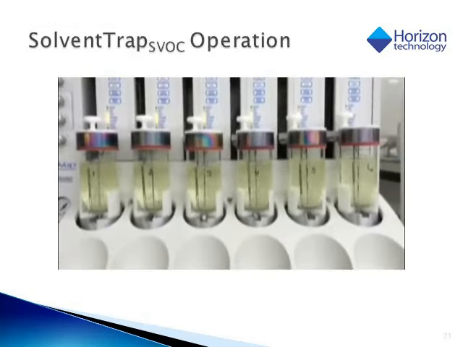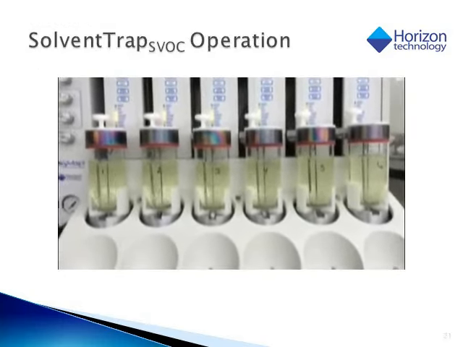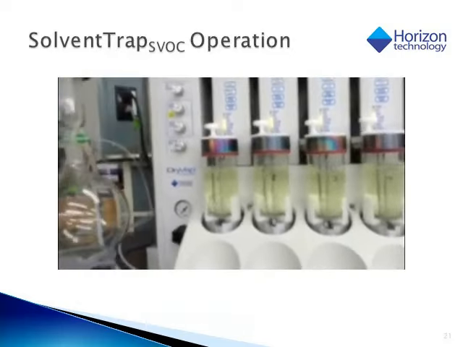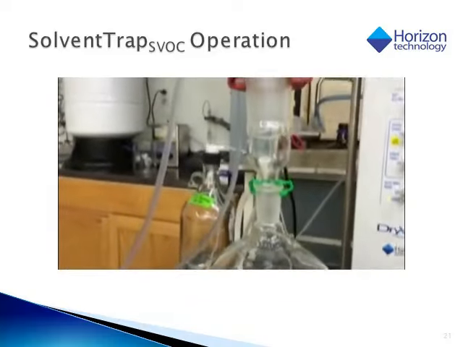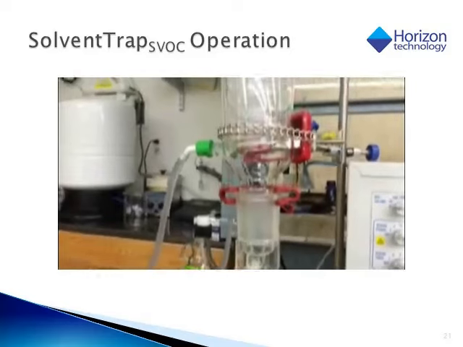This video clip shows the collection of dichloromethane from 6 evaporation tubes containing 200 milliliters each. The yellow color is attributed to the 50 microliter spike of 8270 analyte mixture.